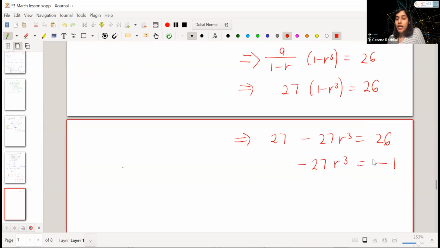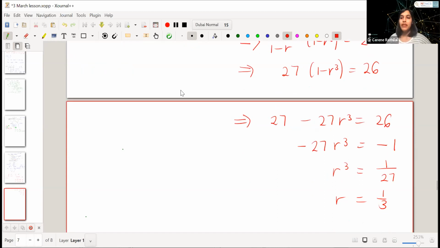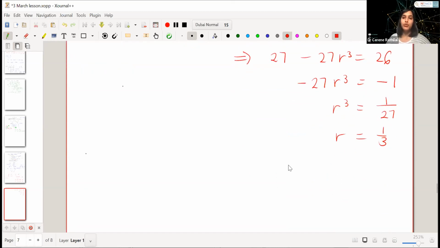And so now if I divide both sides by -27, I see that R cubed is equal to 1 over 27 because the negative signs cancel out. Do you all agree? And so can you tell me what R now equals? What is the cube root of 1 over 27? Great. And so we see that R is going to equal 1/3. Does this satisfy the criteria that we had set out for ourselves? Yes, because we saw that R must be a value between -1 and +1. And so that is how we get to this solution.